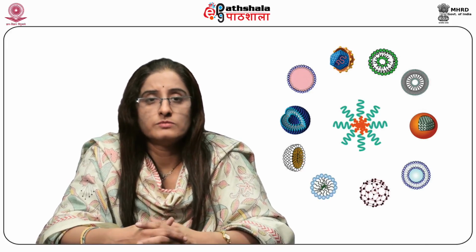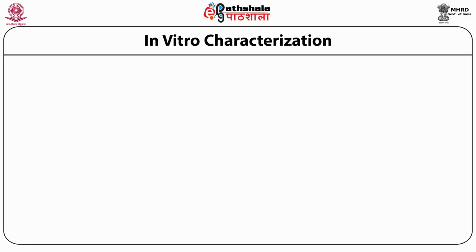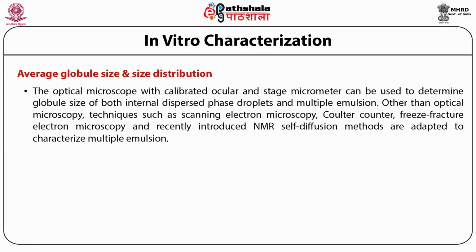In vitro characterization of multiple emulsion, the first characterization parameter is average globule size and size distribution. An optical microscope with calibrated ocular and stage micrometer can be used to determine the globule size of both internal dispersed phase droplets and multiple emulsion droplets. Other than optical microscopy, techniques such as scanning electron microscopy, Coulter counter, freeze fractured electron microscopy, and the recently introduced NMR self-diffusion methods are used to characterize the multiple emulsion system.